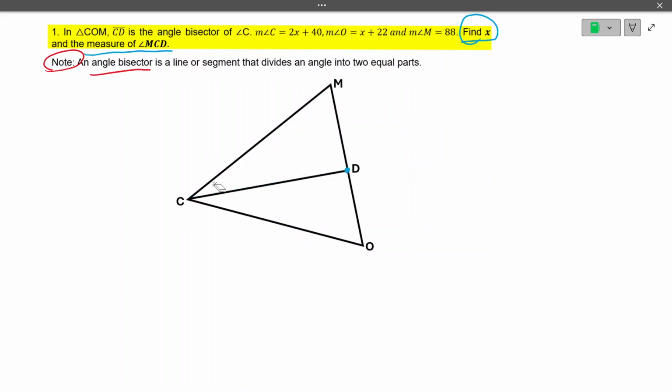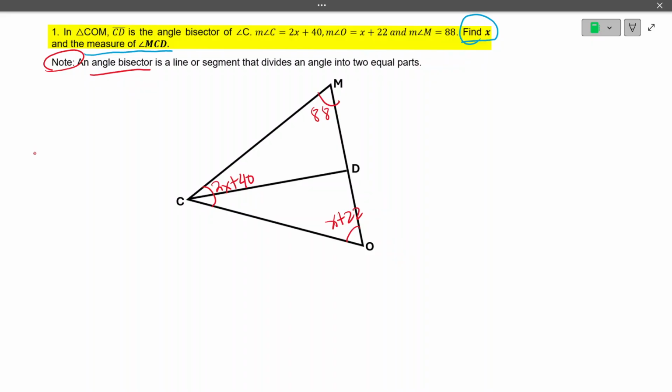First, let's label our triangle so we don't get lost. Our angle C is 2x plus 40. Our angle O is x plus 22. And our angle M is 88. Now, our first task is to find the value of x. How do we find the value of x, given these expressions and the value?